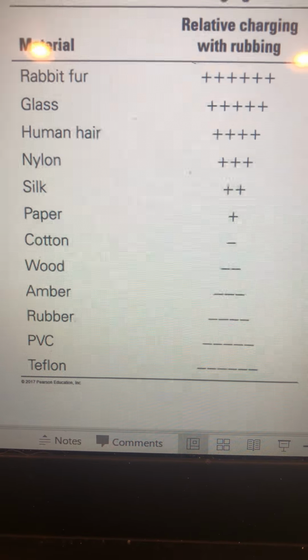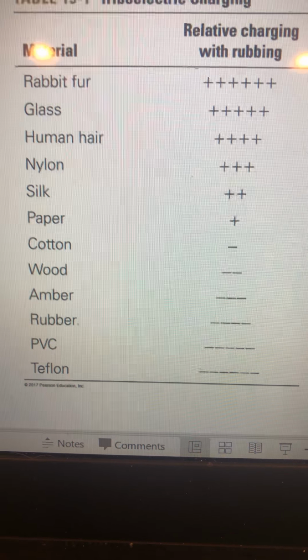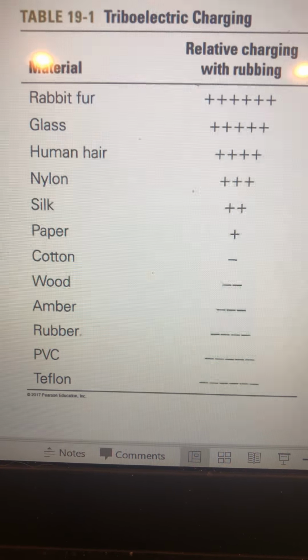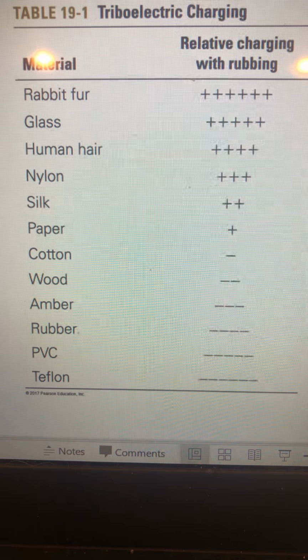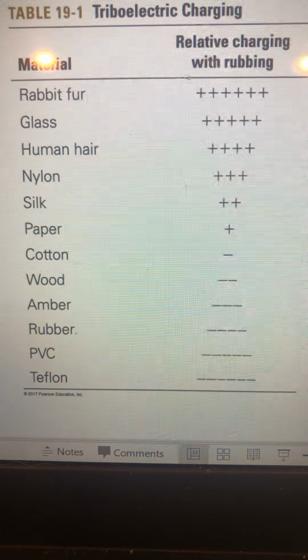So for example, our question here says rabbit fur and glass. If we rub rabbit fur with glass, because rabbit fur is higher on the table, it will become positive and the glass will become negative. If we take rabbit fur and paper, rabbit fur is higher on the table than paper, so rabbit fur becomes positive, paper becomes negative. We could even go down to the bottom, for example, PVC and Teflon. If we rub PVC and Teflon together, PVC is higher on the table, so it becomes positive. Teflon becomes negative.